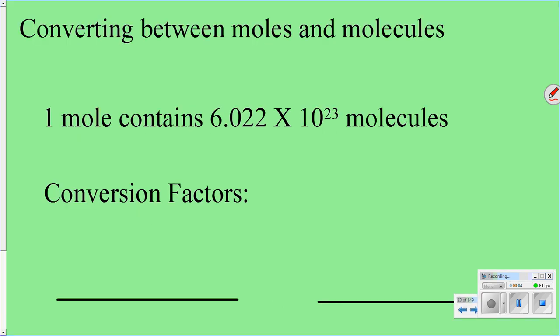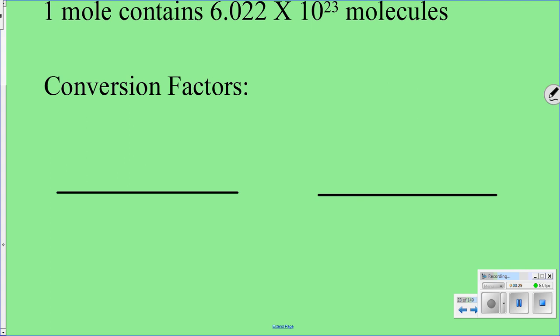Hello and welcome to mole molecule conversions. As we discussed already, a mole contains 6.022 times 10 to the 23 molecules. We'll typically drop this to 6.02 for the sake of making our conversions a little bit easier. Sometimes we use it, sometimes we don't, but not having it there keeps things simple from the standpoint of plugging in and worrying about significant figures.